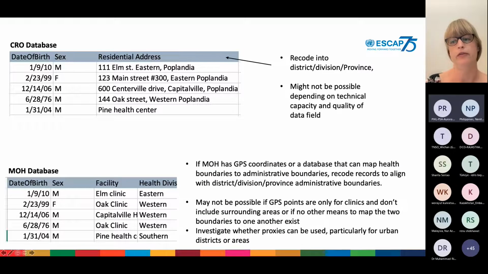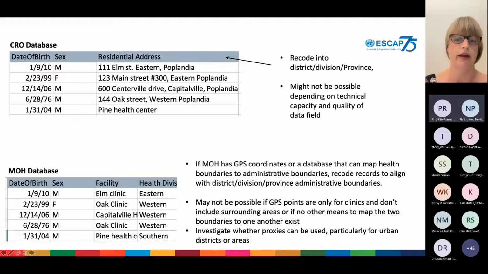What we would need to do is first recode the text box into, say, district, division, province, whatever we were going to use. But this might not be possible. It depends on the technical capacity of those involved. It also depends on data quality. If you have 100,000 records, obviously you don't want to do that all by hand. You would need to write some kind of computer program. So this may or may not be possible to recode and actually use the data.